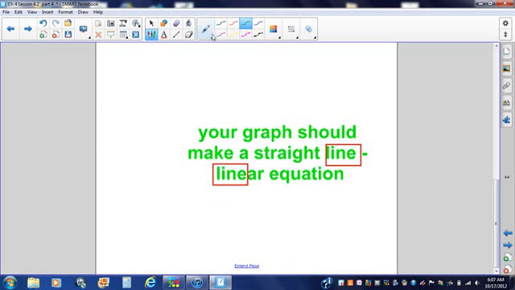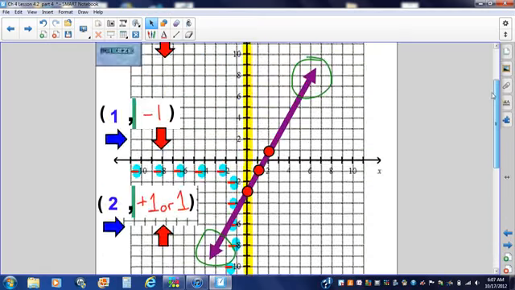Remember that we talked about linear equations. A linear equation has the word line in it. Most of the time when we do these, they are going to make a straight line. Linear equation.